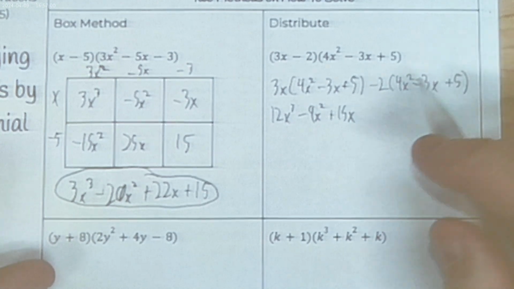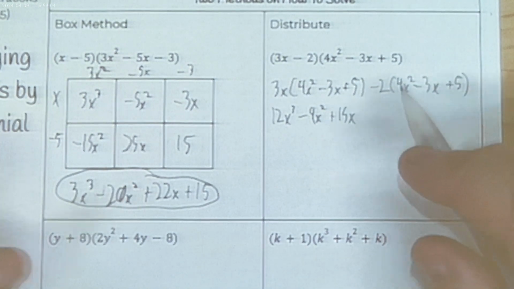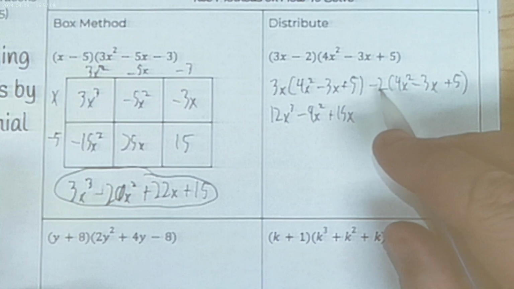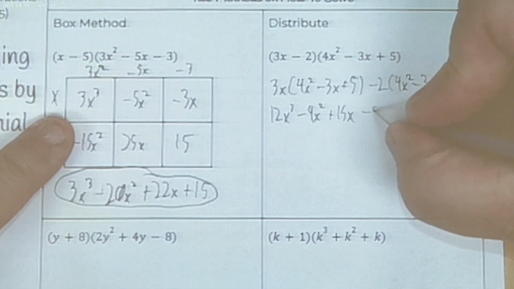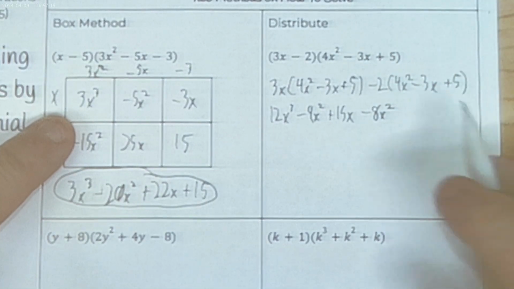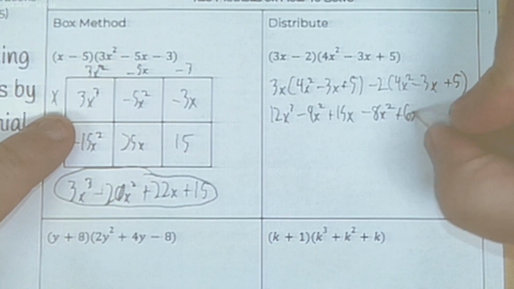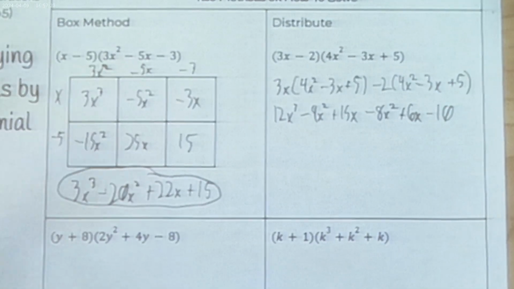All right. Now with the negative 2, we're going to have to do some sign flipping, but that's no big deal. We just have to pay attention. And besides that, there's only 3 terms. So minus 2 times 4x squared is minus 8x squared. Negative 2 times negative 3x is just going to be plus 6x. And then negative 2 times 5 is going to be minus 10.